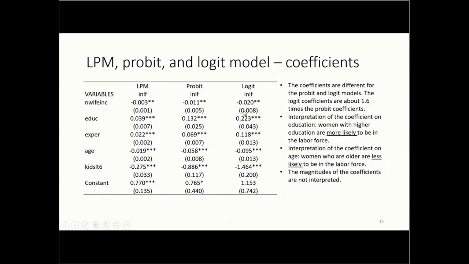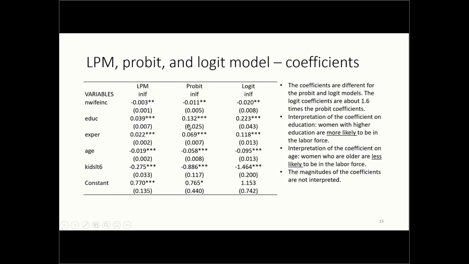One thing to notice here is that the coefficients between the Probit and the Logit models differ, and this is because of the functional forms of the Probit and Logit models. Remember, the Probit model uses the CDF of the normal distribution, whereas the Logit model uses the logistic function. And so these coefficients are different from each other because of the different g functions that we're using. Here the logit coefficients are about 1.6 times the probit coefficients, and that would almost always be the case.